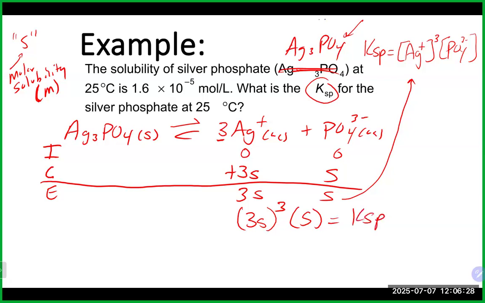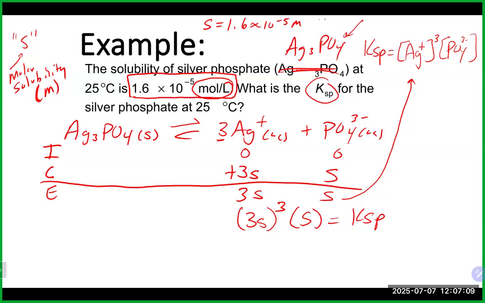Now, at this point, if you had a problem where you were given the KSP, you would solve for S, and that would equal your molar solubility. In this particular problem, we're actually looking for the KSP value, so clearly we can't use the KSP value to solve for it. If we go back to our problem, it does tell us that the solubility, and this is moles per liter, which means that is the molar solubility, is 1.6 times 10 to the minus 5. That means S in this case is 1.6 times 10 to the minus 5 molar.